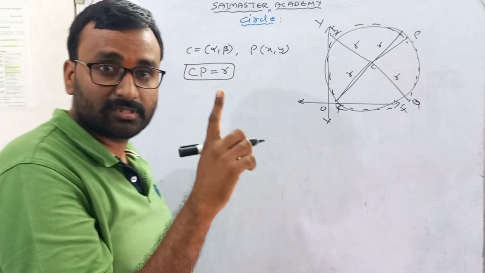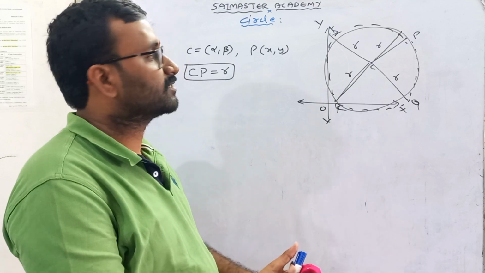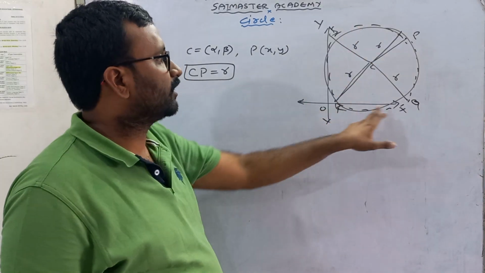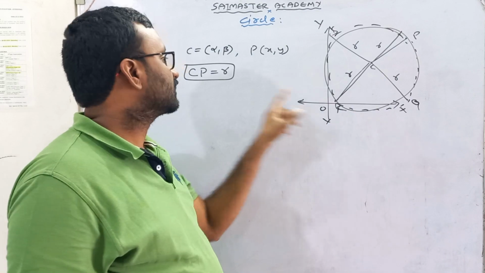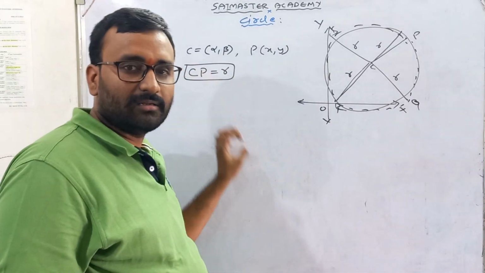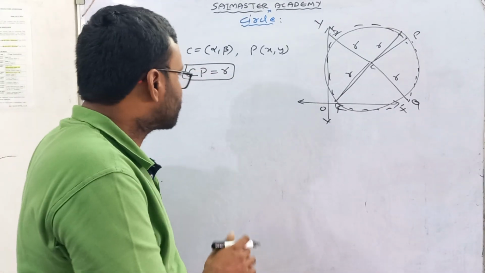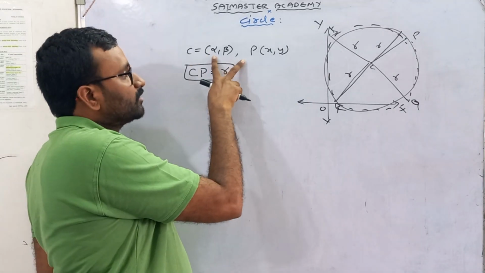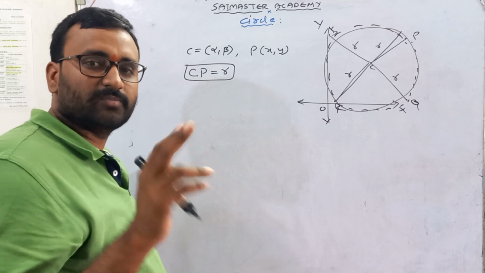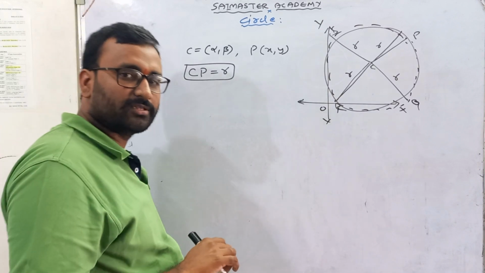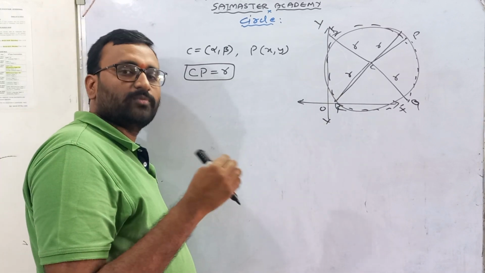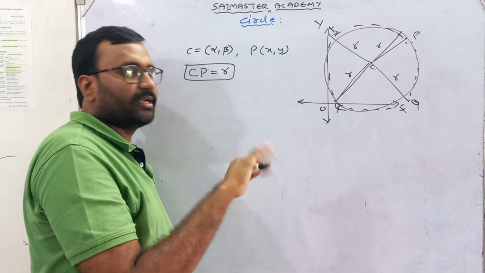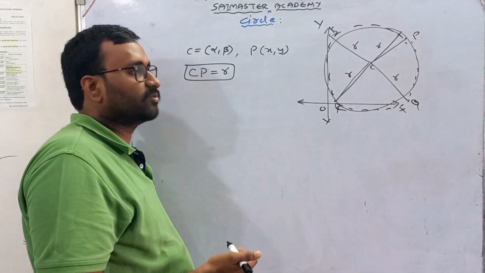We solve all the questions by using conditions only. Here the condition is that the center to any point on the circumference is the radius. Just solve this and you will get the answer. How do we solve? CP distance. We know the distance formula: given 2 points, the distance is the square root of (x2 minus x1) whole square plus (y2 minus y1) whole square.